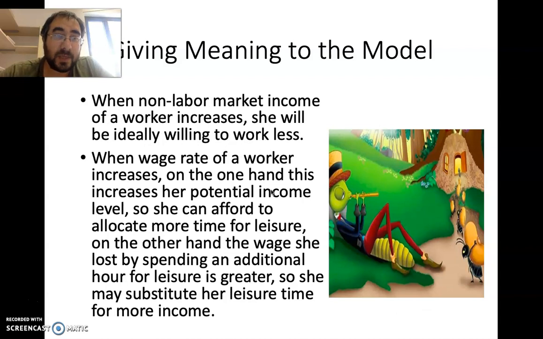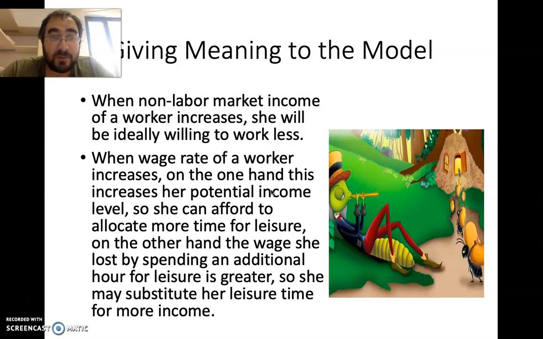Nothing surprising. Whenever non-labor market income of a worker increases, she will ideally be willing to work less. Again, our worker doesn't enjoy work; he just works for having more income. So when he has non-labor market income, he or she can afford to buy more leisure time. I mean, work less since he already has this additional income.